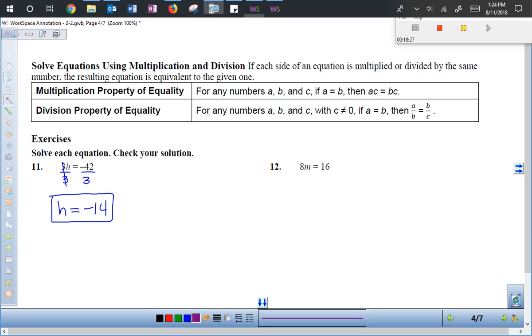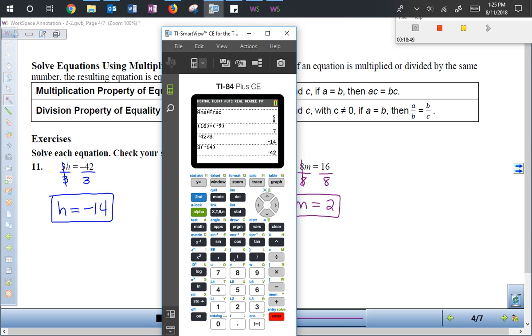On number 12, we have 8 times m equals 16. So to get m by itself, we want to do the opposite of multiplication, which is division. So we're going to divide each side by 8. 8 divided by 8 cancels out and leaves me with m. And on the right-hand side, 16 divided by 8 gives me 2. And again, we can substitute that into our calculator. So 8 times parentheses 2 gives me 16. We're good to go.